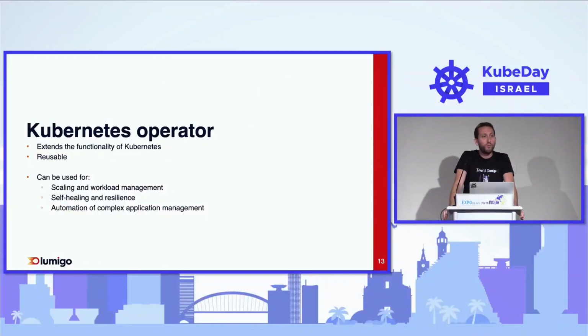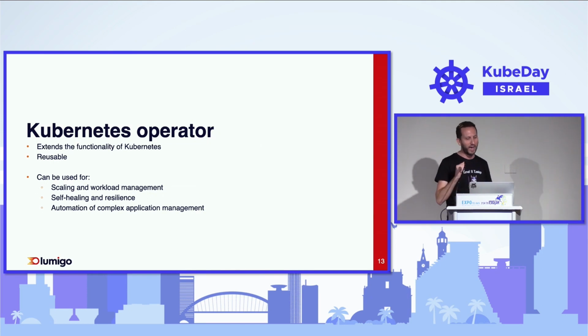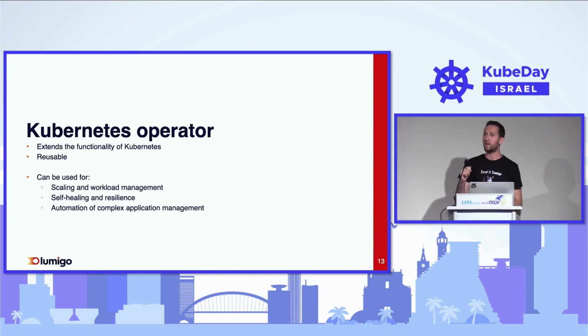So very briefly, an operator is just a means of extending the Kubernetes functionality. And another benefit is it's very easy to reuse and share with other developers, with other teams, companies, et cetera. Now, operators are used out there for many different reasons. They have many benefits. For our intents and purposes, we like the fact that it basically helps automate complex manual tasks and operations. Right? That's what we wanted to do for our customers.